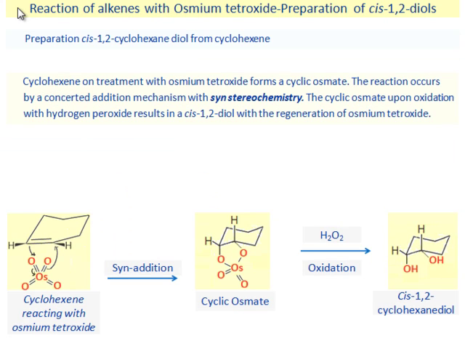Reaction of alkenes with osmium tetroxide. Preparation of cis 1,2-diols. Preparation of cis 1,2-cyclohexane diol from cyclohexene. Cyclohexene, on treatment with osmium tetroxide, forms a cyclic osmate. The reaction occurs by a concerted addition mechanism with syn stereochemistry. The cyclic osmate, upon oxidation with hydrogen peroxide, results in a cis 1,2-diol with the regeneration of osmium tetroxide.